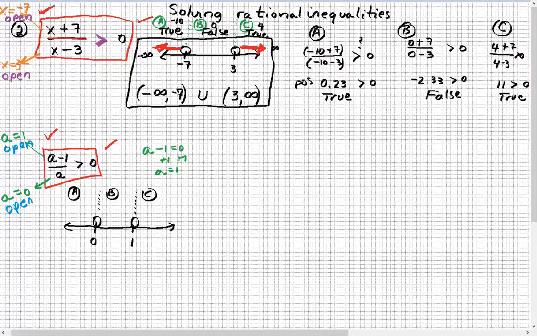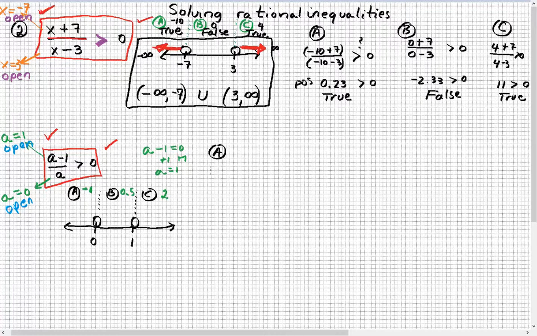And we need to pick points. So we're going to pick, what's a number to the left of 0? -1. What's a number between 0 and 1? 0.5. What's a number greater than 1? 2. And these are numbers that we're going to test.